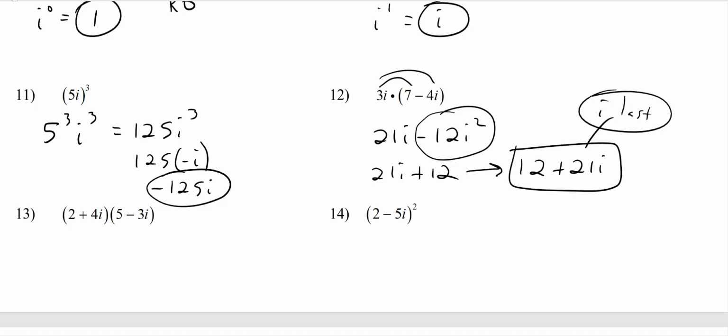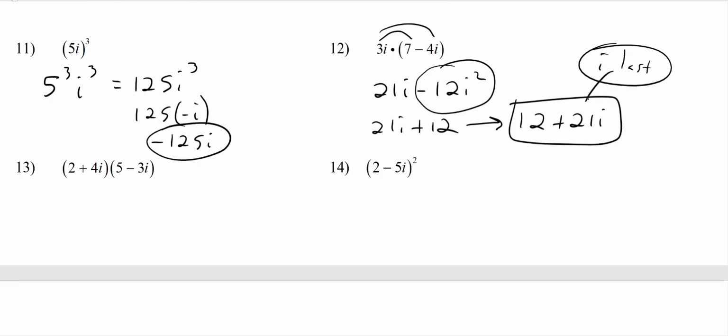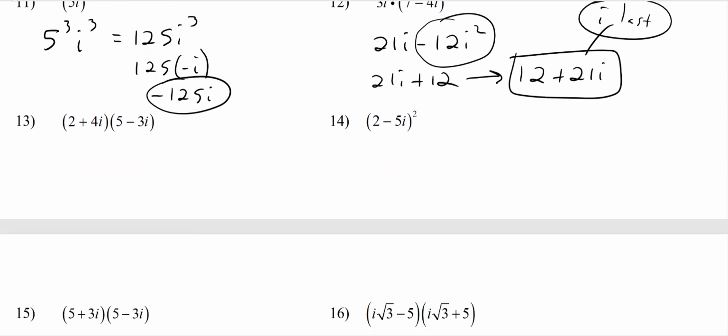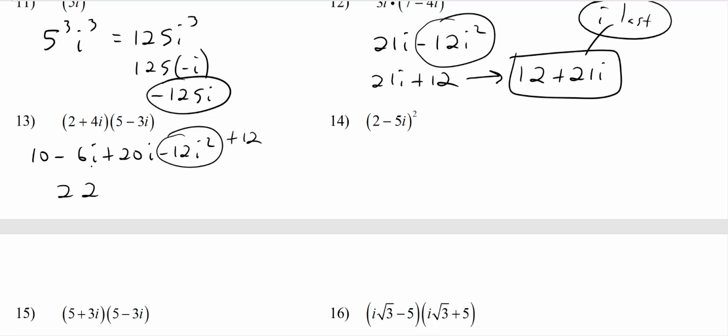All right, very good. This is FOIL basically. So first, 2 times 5 is 10. 2 times negative 3i is minus 6i, plus 20i, minus 12i squared. Remember that negative 12i squared is plus 12. So 10 plus 12 is 22. Negative 6i plus 20i is plus 14i. And that's your answer.